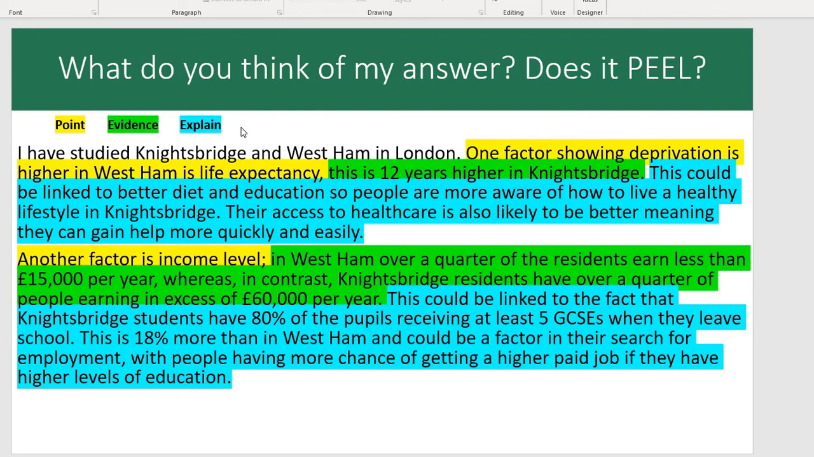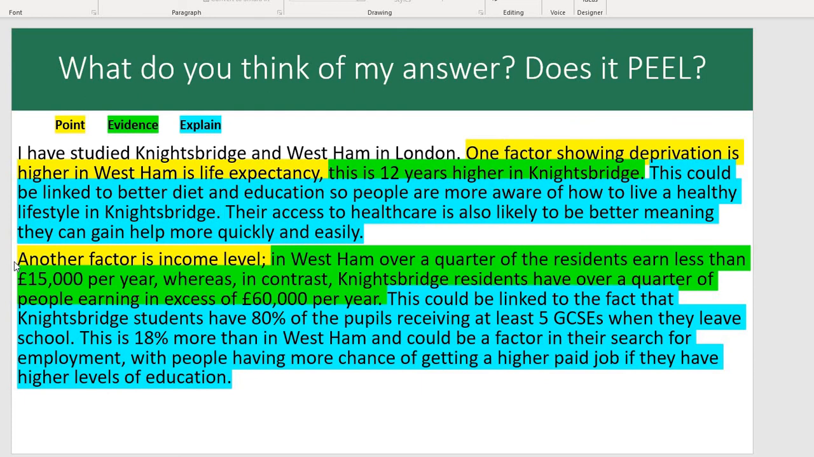And then going on to explain why that might be. So I'm saying this maybe is linked to the better diet and education that we've got in Knightsbridge, because people are aware of how to live a healthy lifestyle and they've got good access to healthcare, which means they can get help more easily and quickly if they do fall ill. Okay, so I've got my point, I've got my evidence, I've explained it, and I'm linking together the ideas of diet, education and healthcare. Okay?